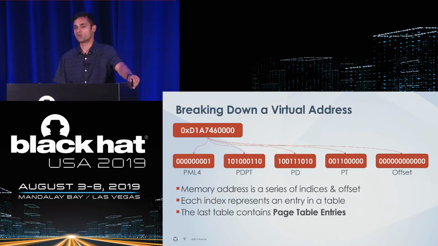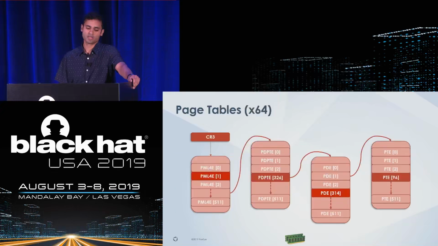Now, that address might look like a series of random numbers, but it's actually not. You can break it out into a series of 9-bit indices followed by a 12-bit offset. Each of those indices can get plugged into what we call a series of page tables. So by plugging in these indices and navigating through the page tables, we ultimately arrive at what we call a series of page table entries.